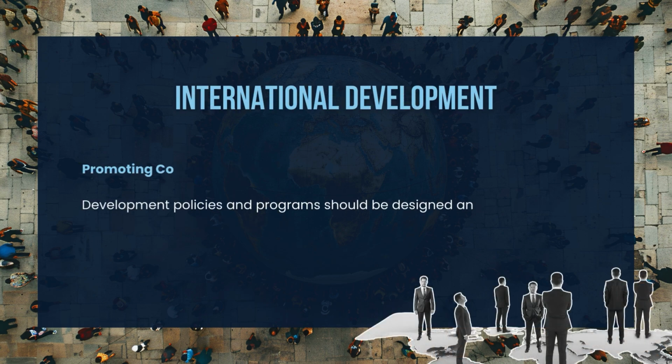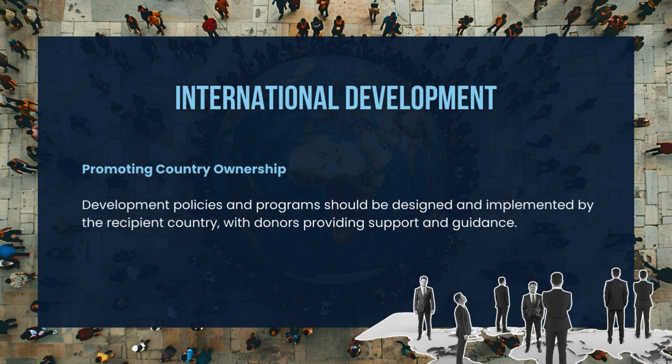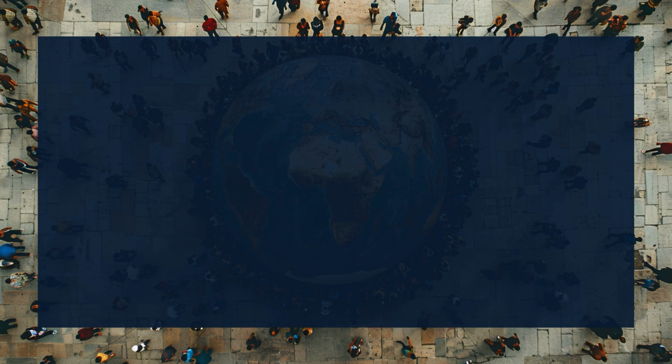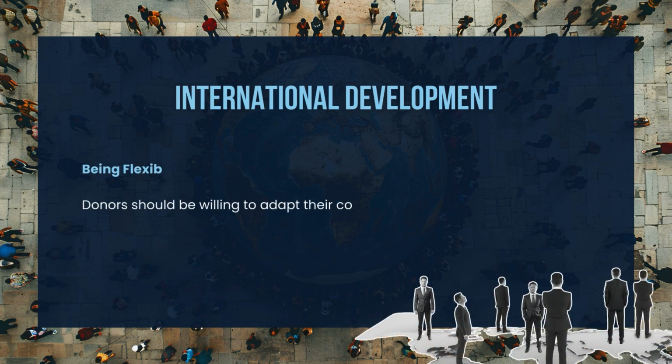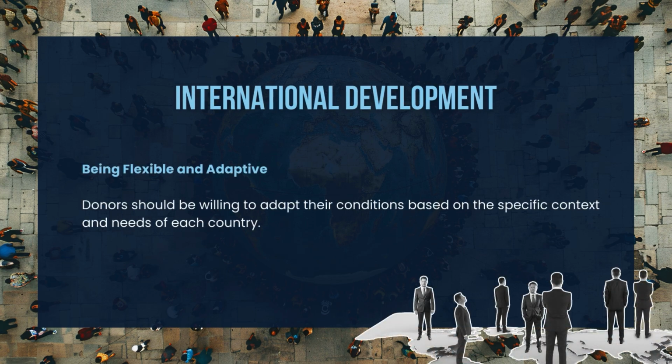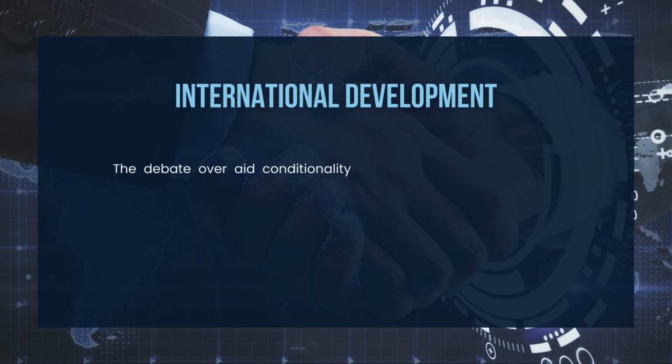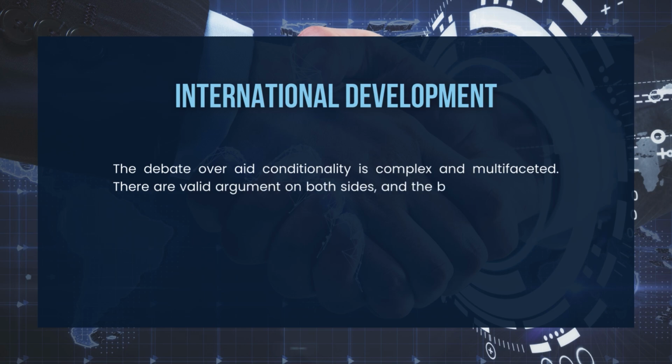Promoting country ownership. Development policies and programs should be designed and implemented by the recipient country, with donors providing support and guidance. Focusing on results. Conditionality should be focused on achieving specific measurable results rather than on imposing ideological agendas. Being flexible and adaptive. Donors should be willing to adapt their conditions based on the specific context and needs of each country. The debate over aid conditionality is complex and multifaceted.